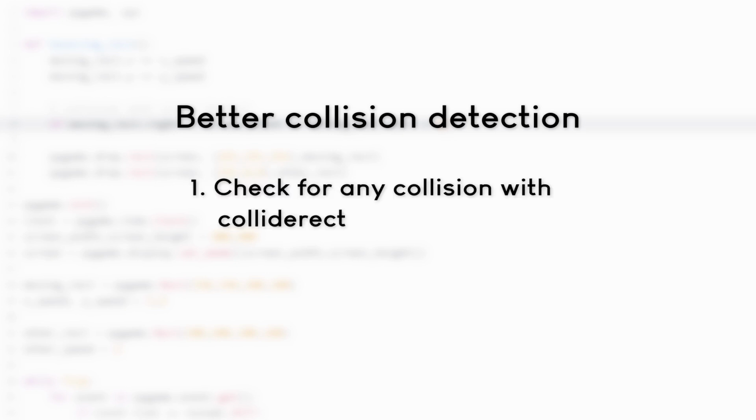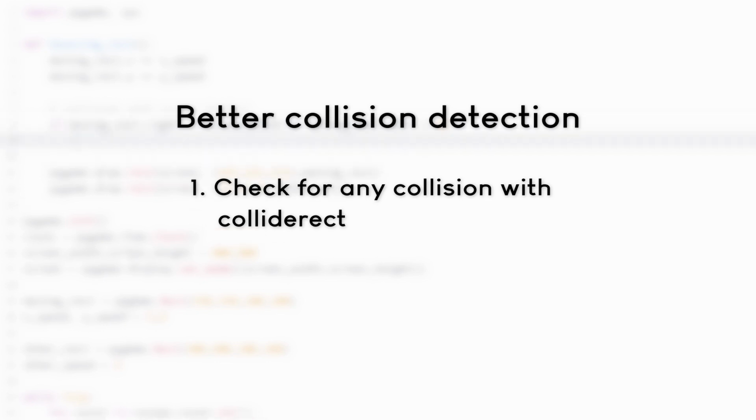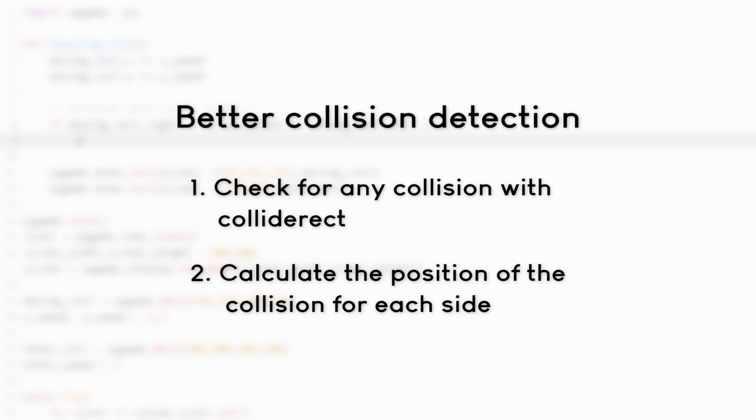And that actually uses colliderect, even though it seems a bit counterintuitive. But let me explain the logic. We still have our two rectangles, and the first thing we do is we use colliderect to check if there has been any collision. If that is the case, we do another calculation for each side of the rectangle we collide with. And let me give an example for one of these calculations.